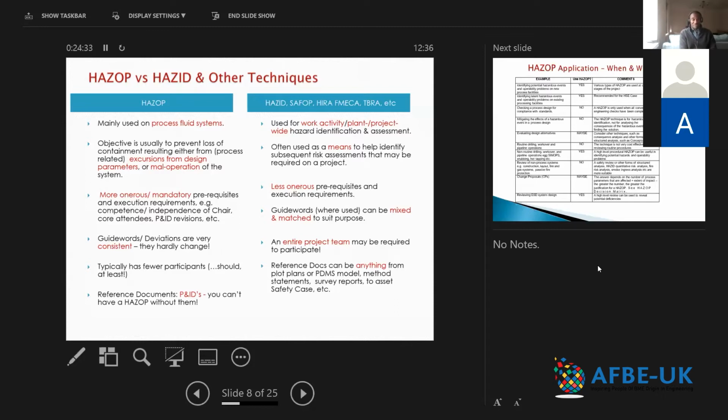So what I have done in the past with that sort of scenario is I've mixed and matched the guide words from some of those risk assessments and used them to achieve the objective which I want to achieve with risk assessing that particular project. So you can do that with the other kinds of risk assessments, but not with the HAZOP. The HAZOP guide words are very consistent.